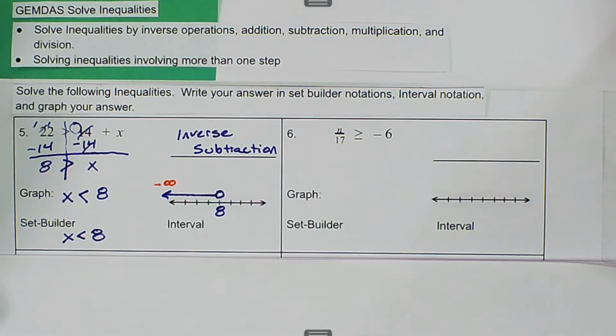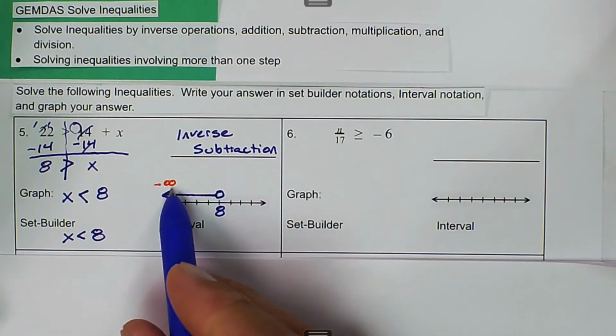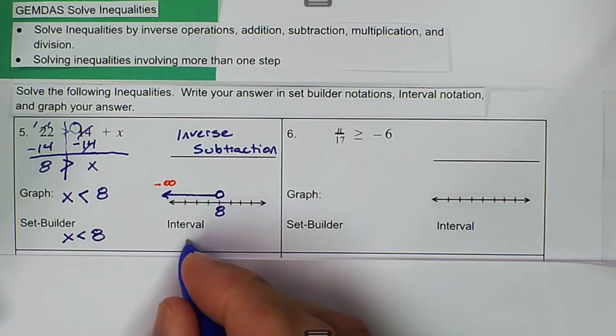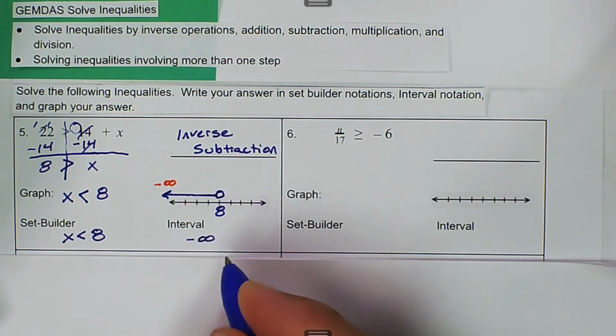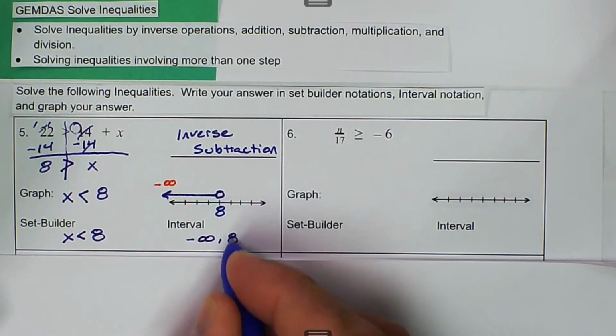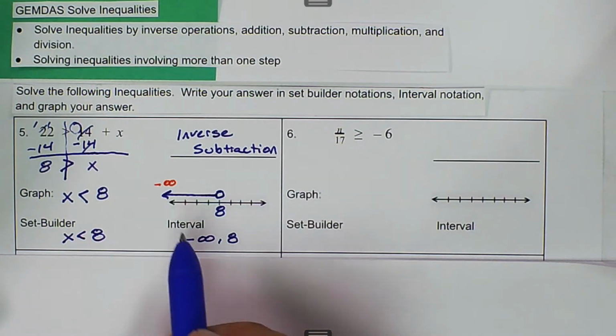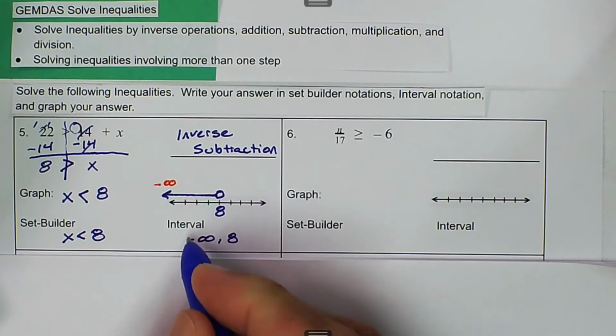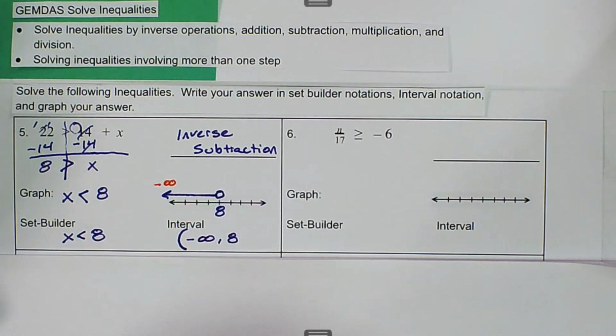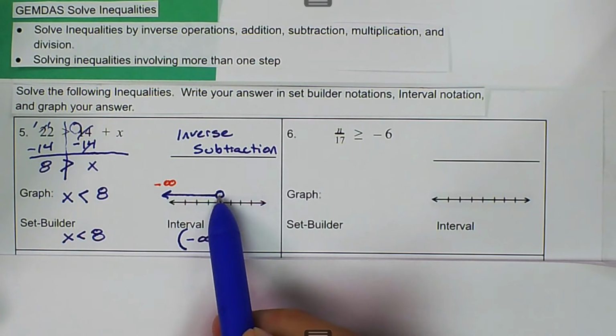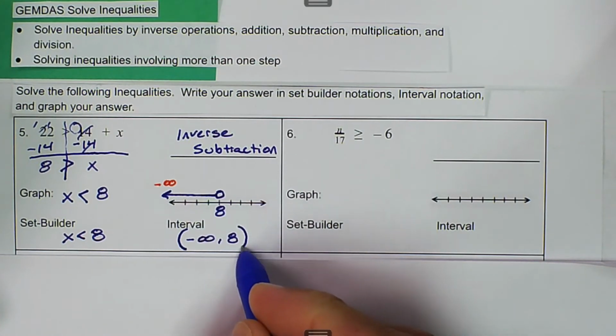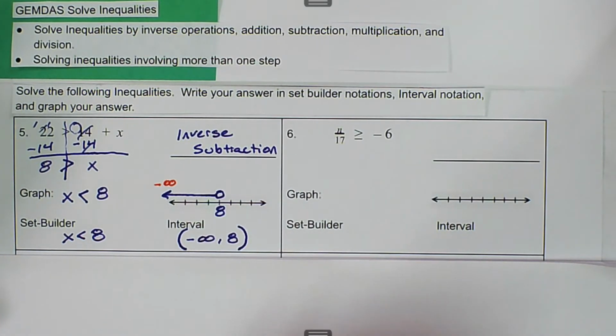So when I go to write my interval notation, I start with the lowest value. The lowest value is the one that's furthest to the left. So that's going to be negative infinity, and that's going to go to 8. Now, whenever I have infinity, that's going to be a parenthesis, never included. We can never count to infinity, positive or negative. And if it's an open circle, that means I'm going to use a parenthesis to finish out my interval notation.